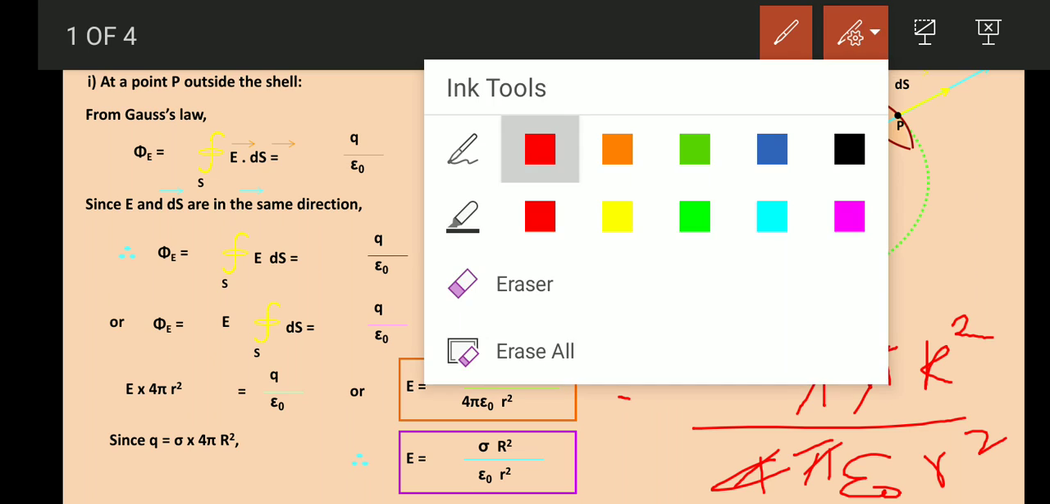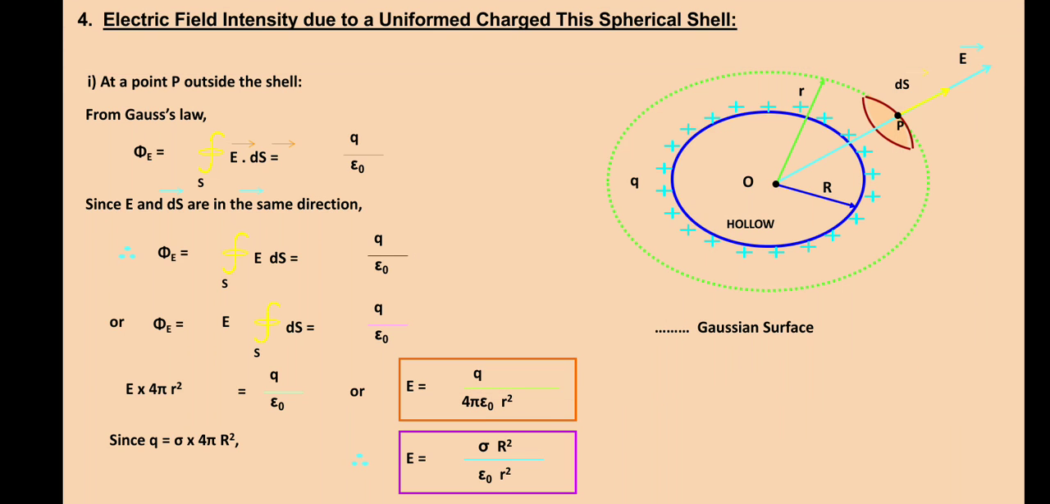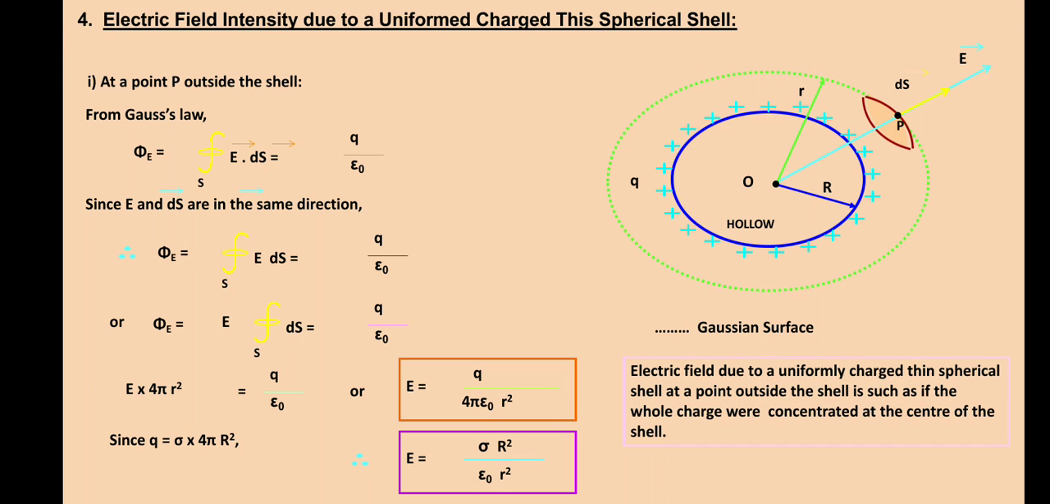Now we will calculate another point. But before that, the electric field due to a uniformly charged thin spherical shell at a point outside the shell is such as if the whole charge were concentrated at the center of the shell.